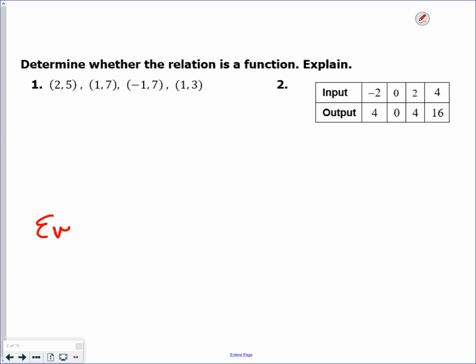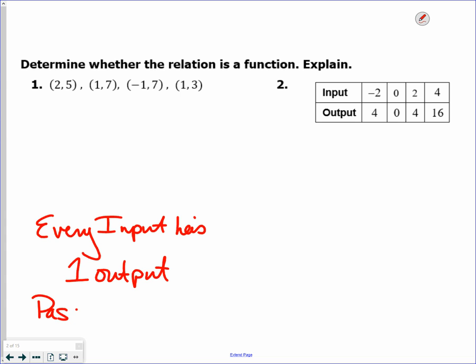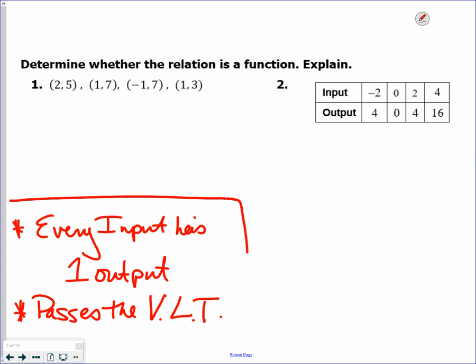I'm going to write this at the bottom: every input has one output, or it passes the vertical line test. So if you think something is a function, you are going to give one of these two reasons. Vice versa, if you think something is not a function, you would say that it does not pass the vertical line test or that each input does not have one output.